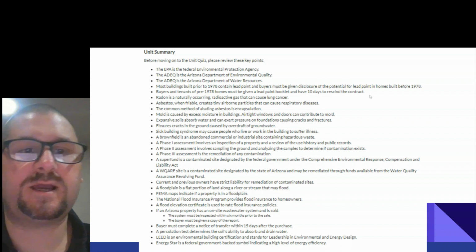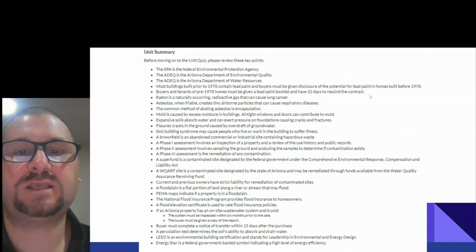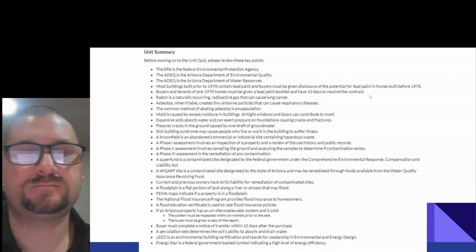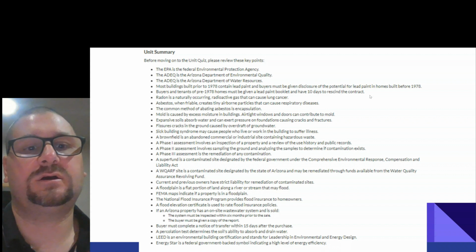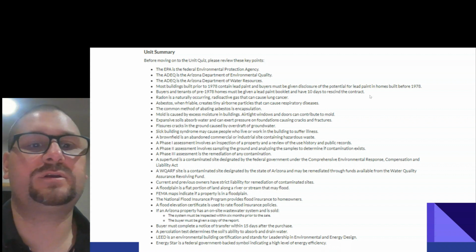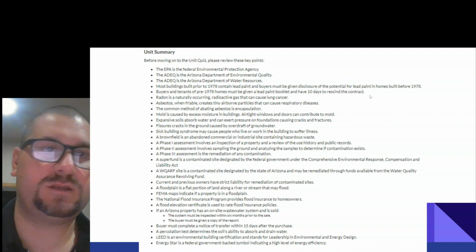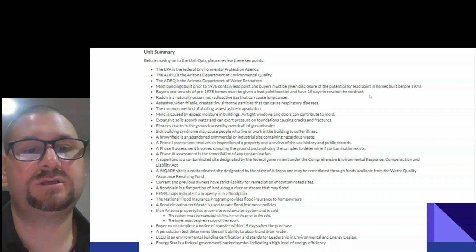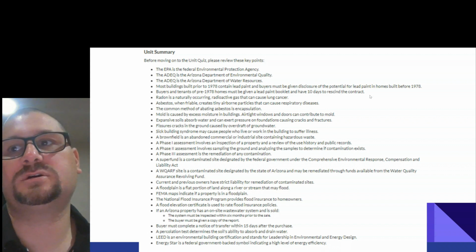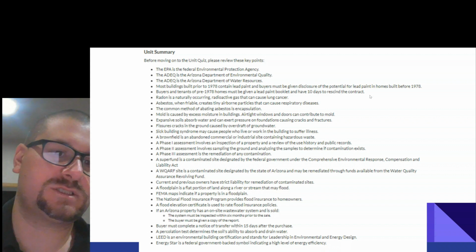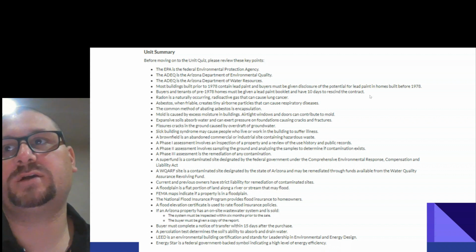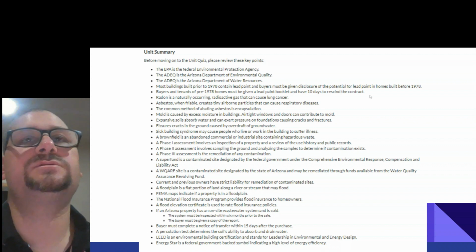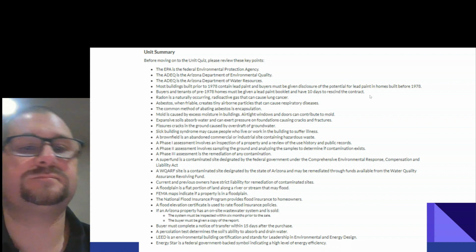FEMA maps indicate if a property is in a floodplain. So again, sometimes if you're in a rural area, you're more prone to be in a floodplain, so you need to check that. If you go into MLS and click on the little tab, Monsoon, the FEMA, go all the way down, FEMA maps, it'll tell you if you're in a floodplain.